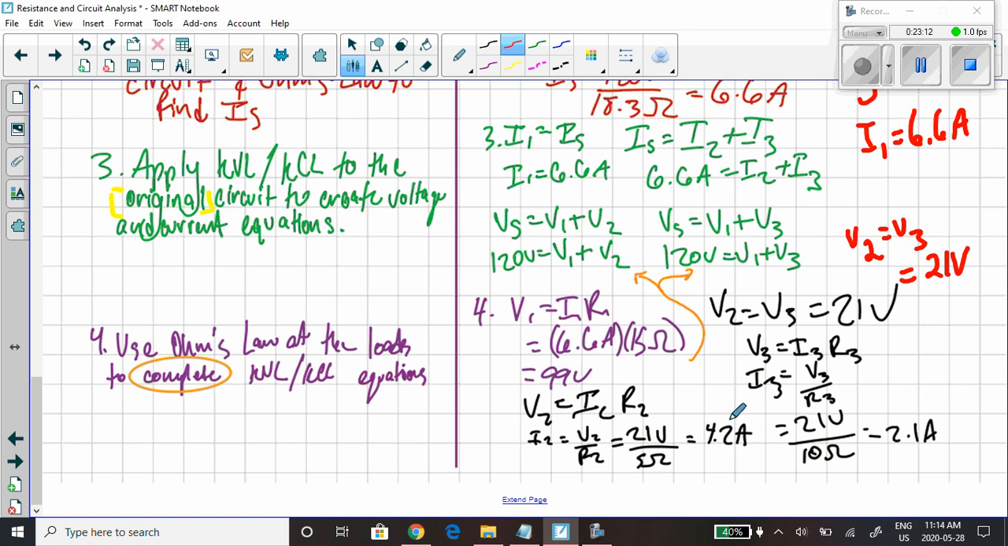Going to do the same thing at I3. V3 is equal to I3 times R3. I rearrange it. I3 is equal to V3 all over R3. I get 21 volts because I just calculated V3 to be 21 volts. Divided by 10 and I get 2.1 amps. So look what I just did. I found I2 is 4.2 amps. I found out that I3 is 2.1 amps. Guess what, kids? We're done.